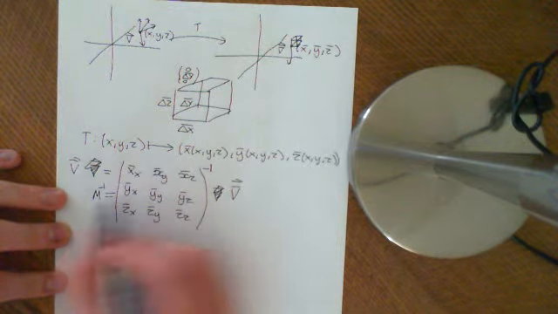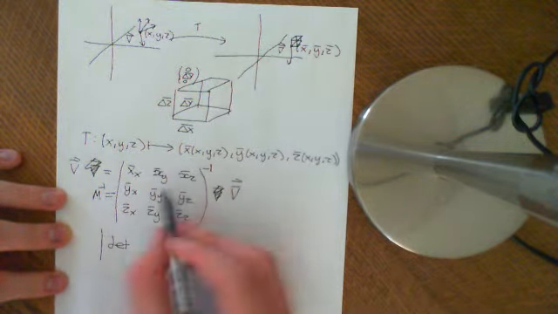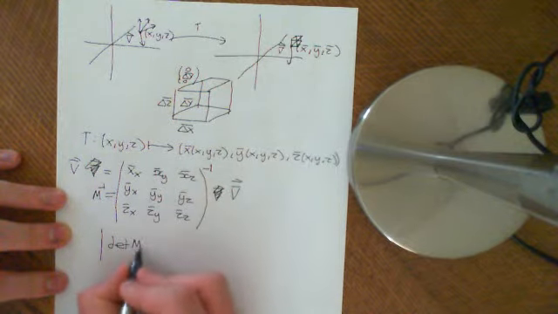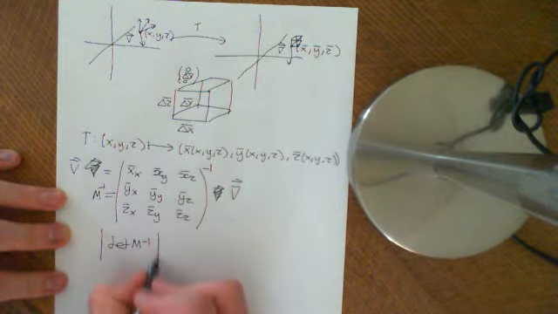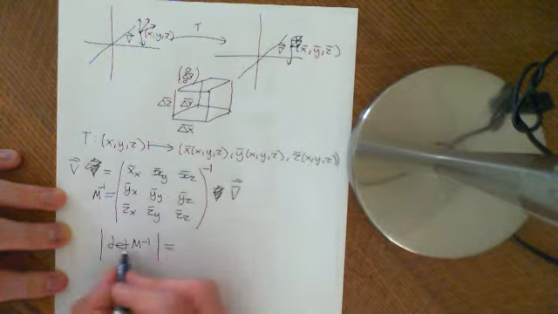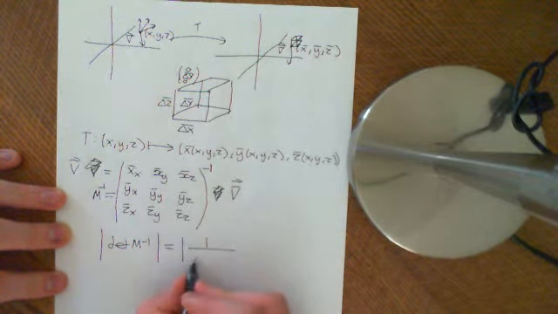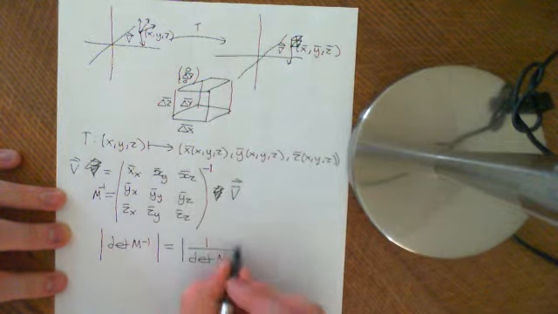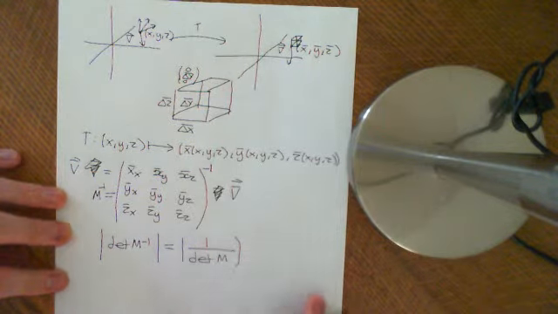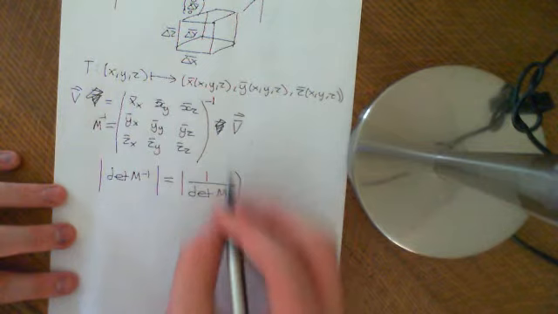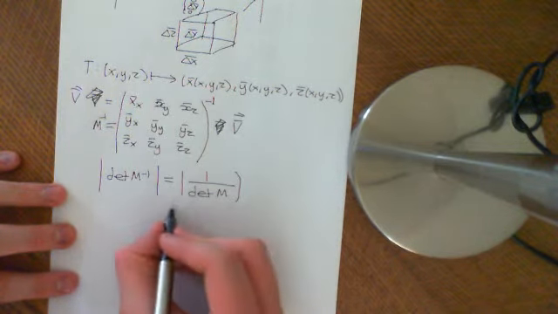So let's let M be the matrix of partial derivatives. We're talking about now M inverse, so we want the determinant of M inverse. But we know from linear algebra that the determinant of M inverse is just 1 over the determinant of M. And the determinant of M is what we were calling the Jacobian, basically, of x bar, y bar, z bar with respect to x, y, z.